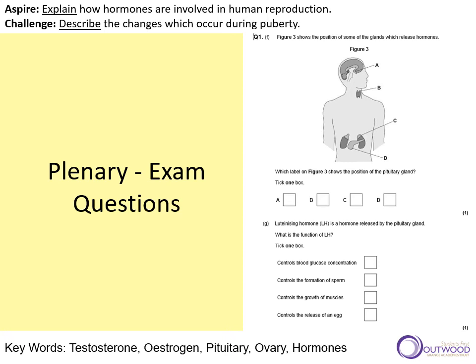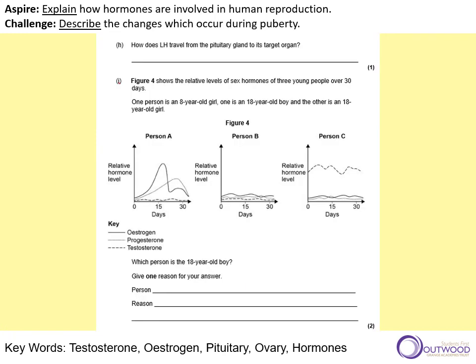So either A, B, C, or D for question 1, and for the second: controls blood glucose, controls the formation of sperm, controls the growth of muscles, or controls the release of an egg. So 30 seconds to answer those two. Okay, let's move on to the second part.